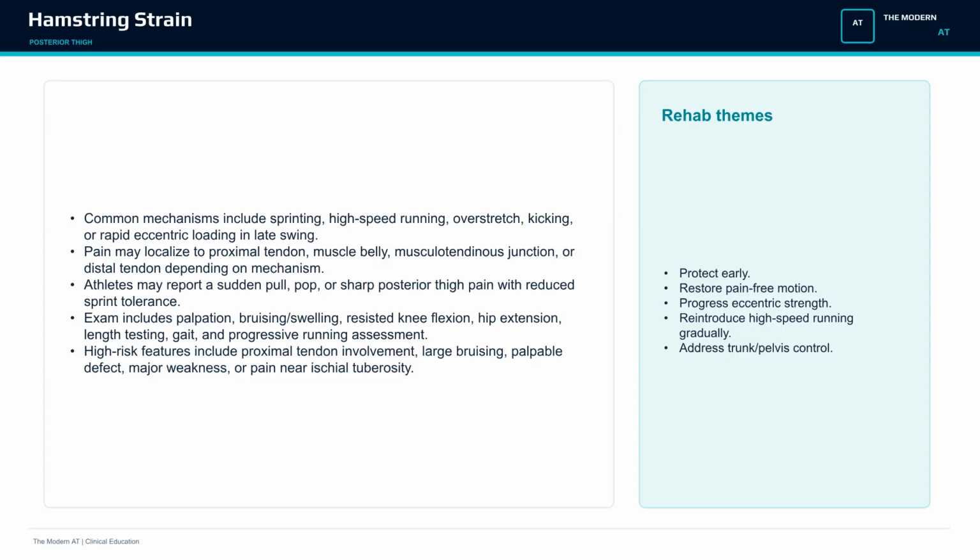Examine palpation, bruising, swelling, resisted knee flexion, hip extension, length tolerance, gait, and eventually progressive running capacity. High-risk features include proximal tendon involvement, major weakness, large bruising, a palpable defect, or pain near the ischial tuberosity. Rehab should restore motion, progress eccentric strength, and reintroduce sprinting gradually.